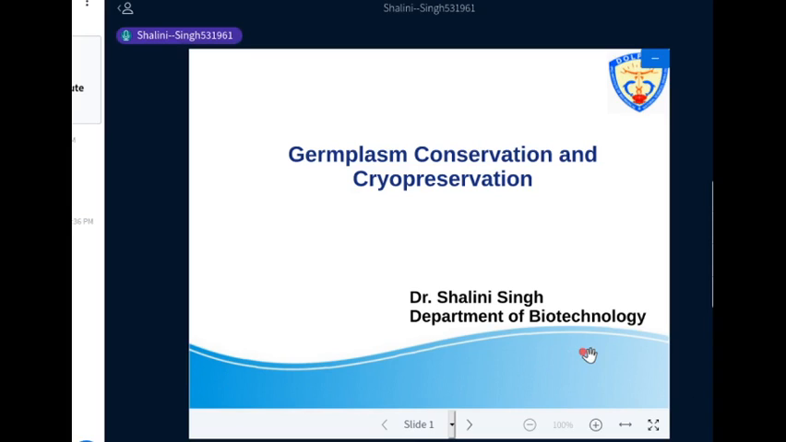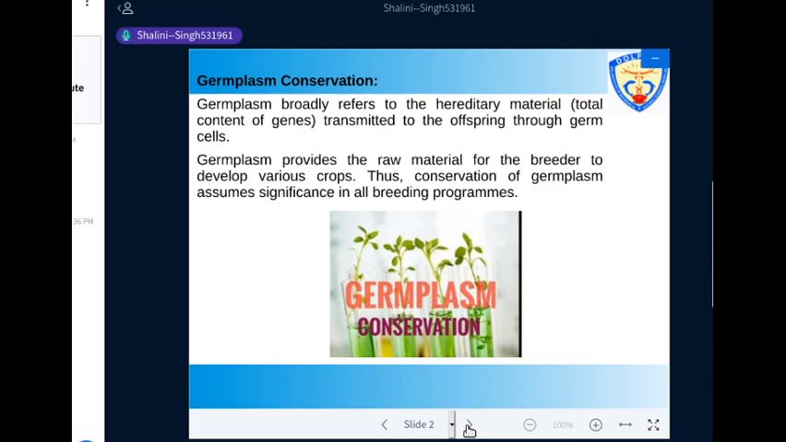We are starting today germplasm conservation and cryopreservation. We can define germplasm as hereditary material, that is, the total content of genes transmitted to the offspring through germ cells. Germplasm provides the raw material for the breeder to develop various crops. Thus, conservation of germplasm assumes significance in all breeding programs.